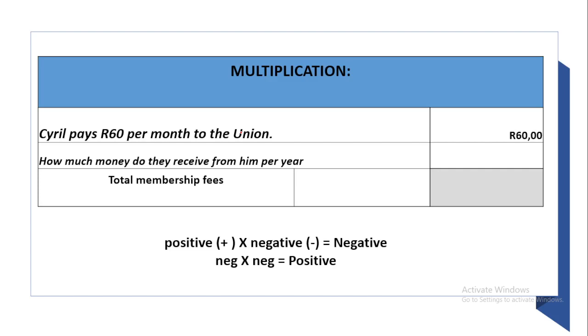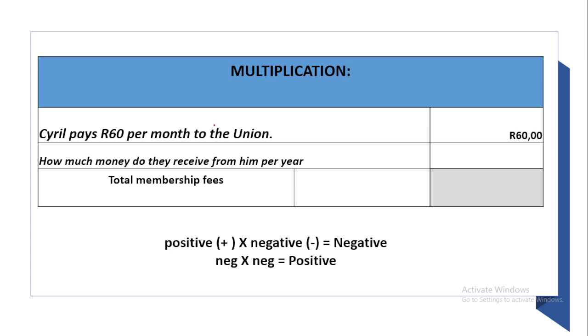So I want you to tell me, based on the following scenario, Cyril pays 60 rand per month to the union. So how much money does the union receive from him per year? I want you to calculate how much money they receive from him per year. So here we're going to be working with multiplication.